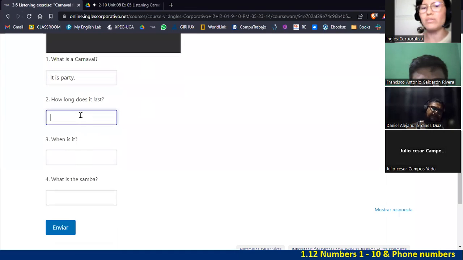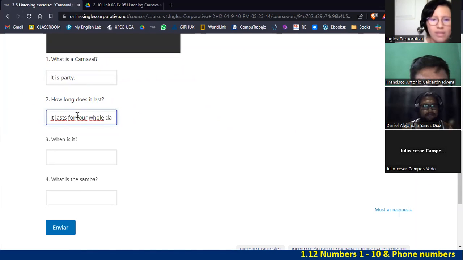So, how long does it last? ¿Cuánto dura? How long does it last? It lasts for 4 whole days. Correct. It lasts or lasts, right? Four whole days. Lo que sé es transcribir lo que le está diciendo, ¿verdad? It lasts for 4 whole days. Muy bien. Now, then, when is it?